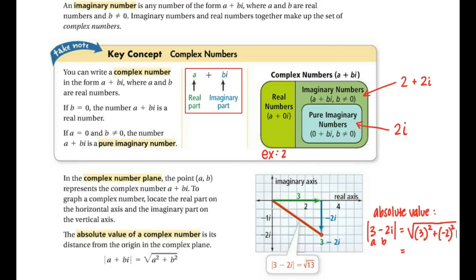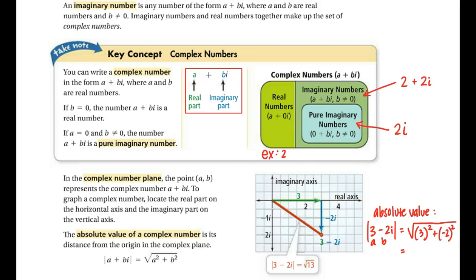We can find the absolute value of a complex number by finding the distance from the origin in the complex plane. So we just graphed the complex number 3 minus 2i. We can find the absolute value of 3 minus 2i by finding the distance away from 0. And hopefully you remember that the distance away from 0 is the absolute value. So instead of just taking the absolute value of one of the two terms, we're taking the absolute value of the sum of the a and the b.